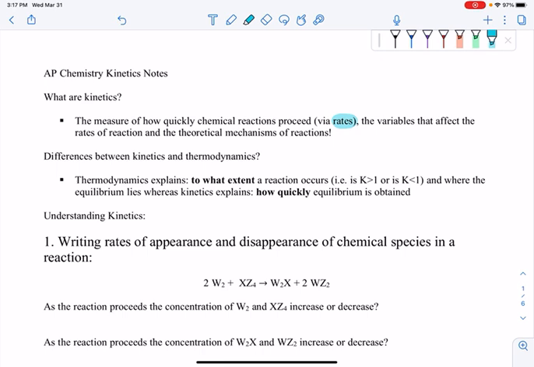What's the difference between kinetics and thermodynamics? Thermodynamics explains to what extent a reaction occurs. That sort of is like our equilibrium unit. Whereas kinetics explains how fast equilibrium is obtained, right? How quickly does the reaction occur?